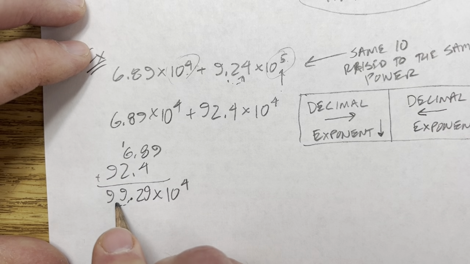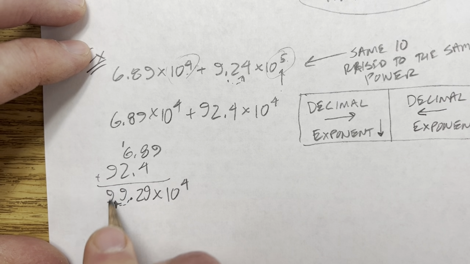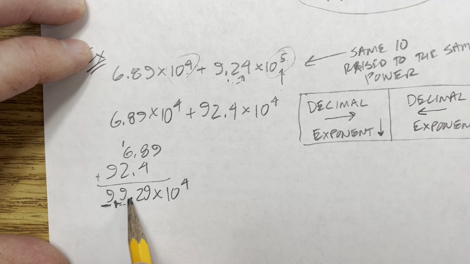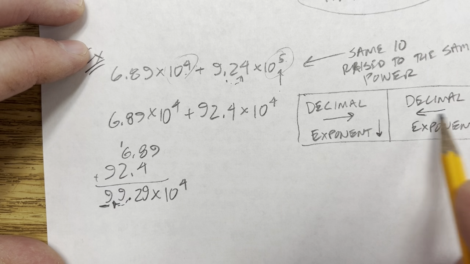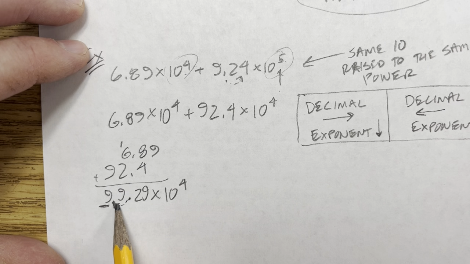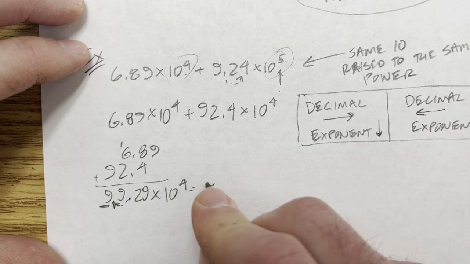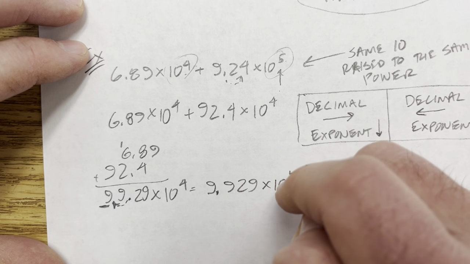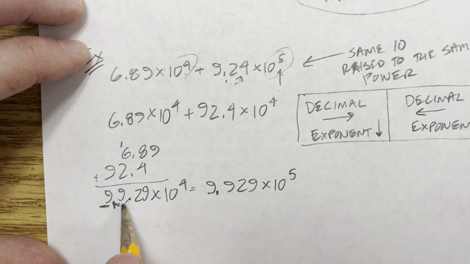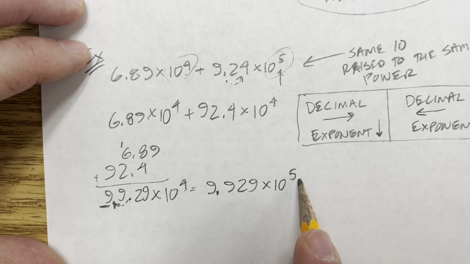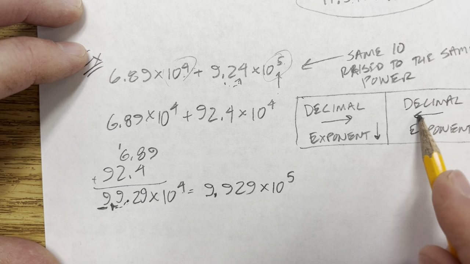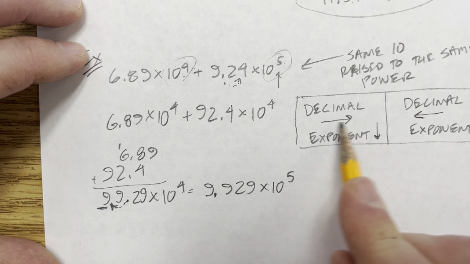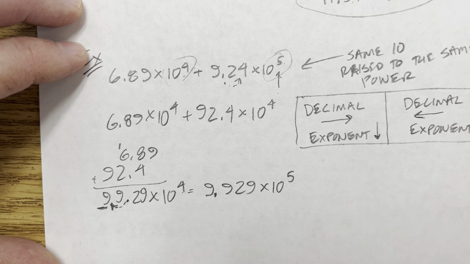Remember, in scientific notation, I've got to move my decimal point so that there's only one place here on the left. So remember, when I move the decimal point to the left, I raise my exponent however far I took it. So I'm going to have 9.929 times 10 to the 5th, because I moved the decimal point to the left 1, and so I needed to raise my exponent by 1. If I move my decimal point to the left, I raise my exponent. If I move my decimal to the right, I lower my exponent.